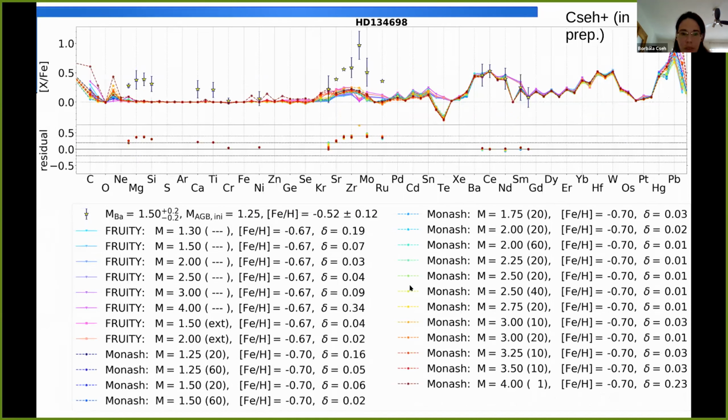And in this case, you can see that the delta values are really low. So it's a little amount of mass that is necessary to match the cerium coming from the AGB to match the cerium over iron of the observed star. But I have to mention also that the metallicity of this model is lower than the metallicity of the barium star. So this might cause also some discrepancies in the comparison.